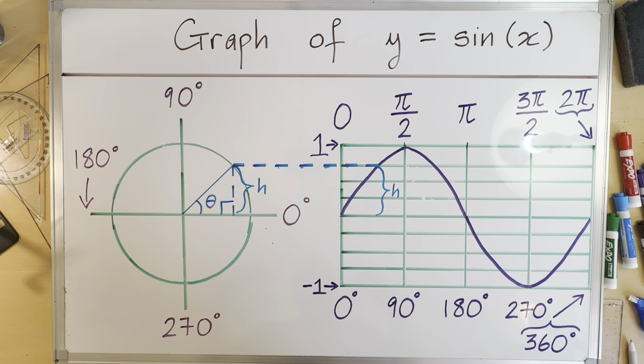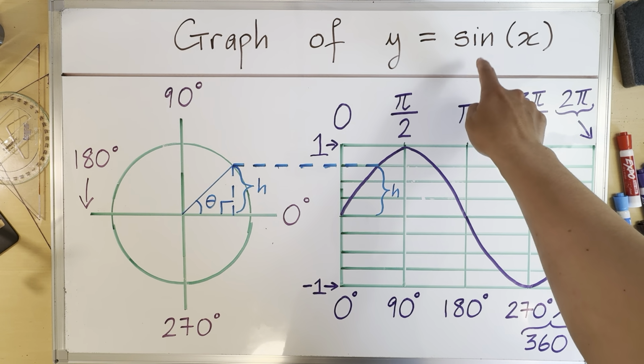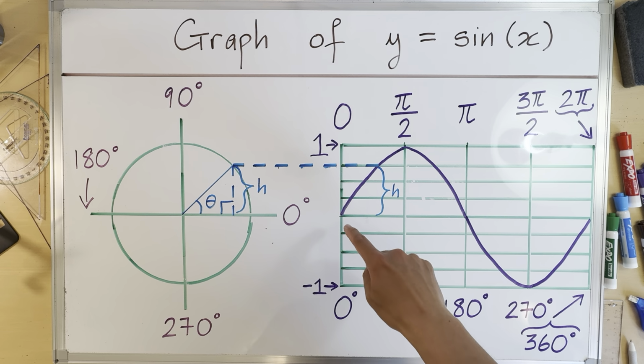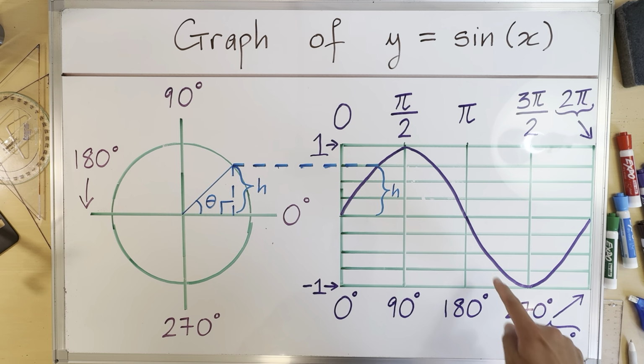Today, we will be discussing the graph of y equals sine of x. And the graph of y equals sine of x looks like a wave, just like the graph of y equals cosine of x. However, there are differences between the graph of sine of x and the graph of cosine of x.